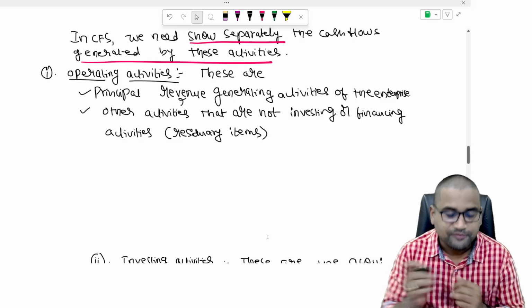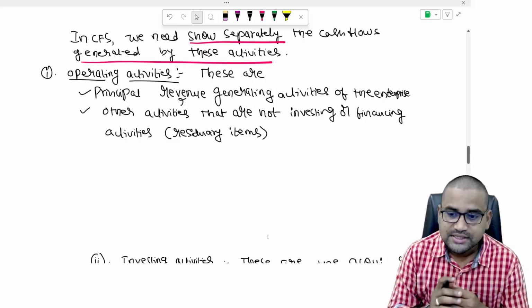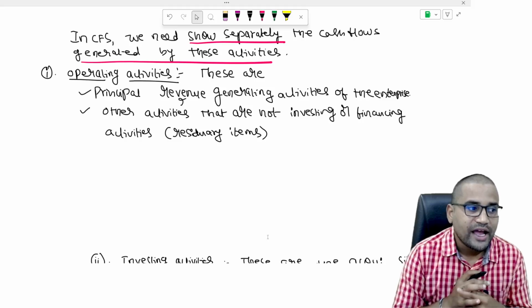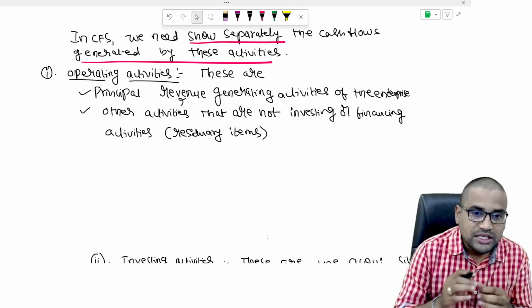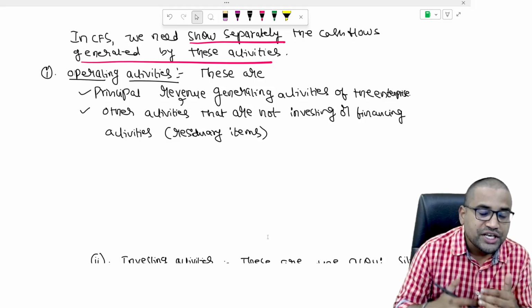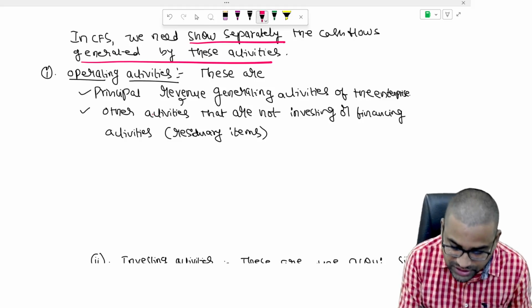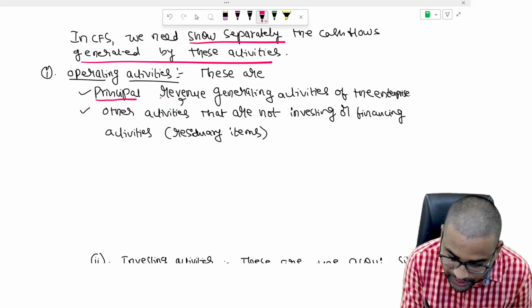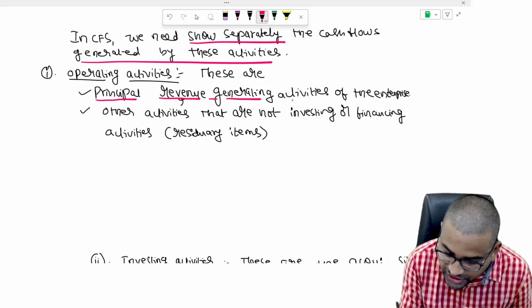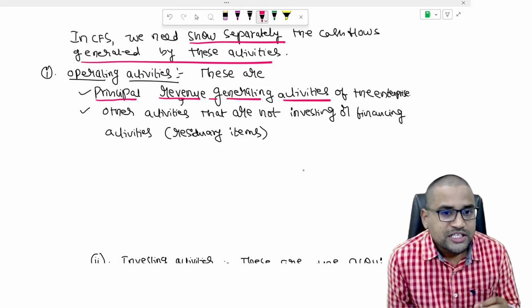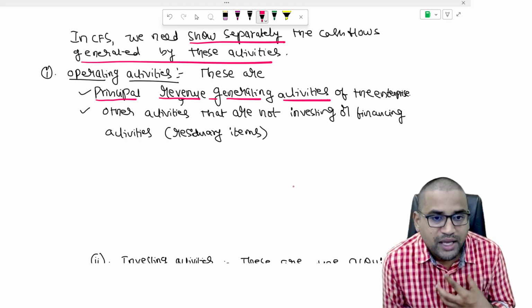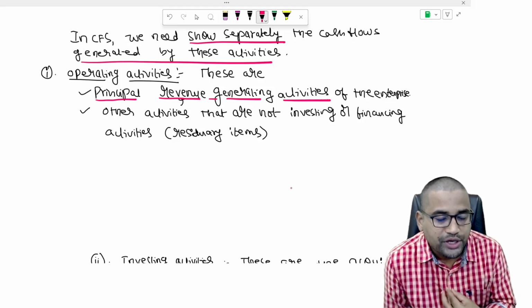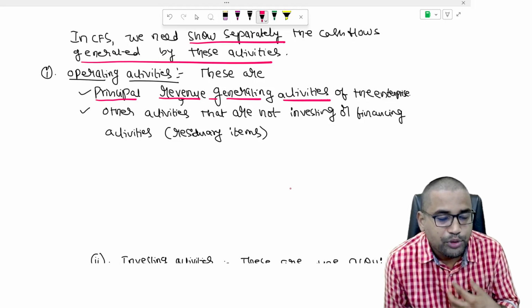Now, listen to me carefully. First, we'll discuss operating activities. Accounting Standard 3 says operating activities are the principal revenue generating activities of the enterprise. What are these? Principal revenue generating activities. What is a principal revenue generating activity? Our organization's main objective, why our organization is incorporated, which products, which services we are dealing with predominantly.